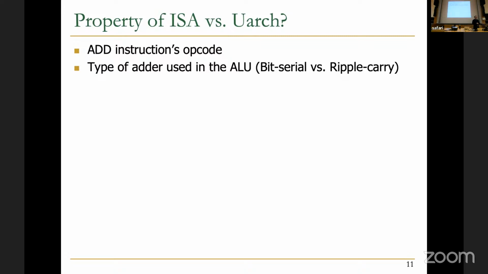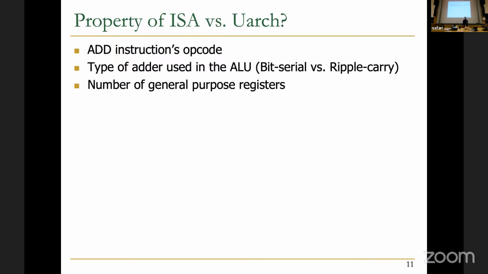Type of adder used in the ALU, whether it's bit serial or ripple carry. Who says it's ISA? Who says it's microarchitecture? Okay, so the majority wins in this case. You could potentially specify it. I mean, you can have an instruction that says ripple carry add, right? Or you can have an instruction that says bit serial add, right? You could expose it, but this is not done. In no machine that I know of is this done today.